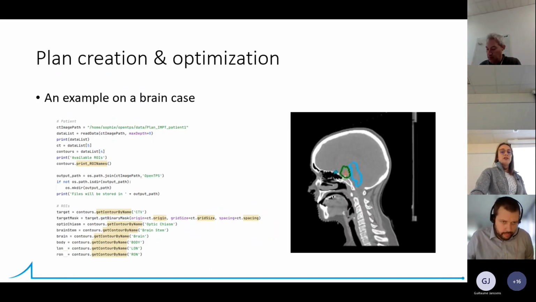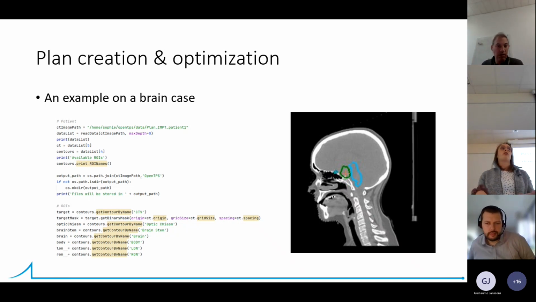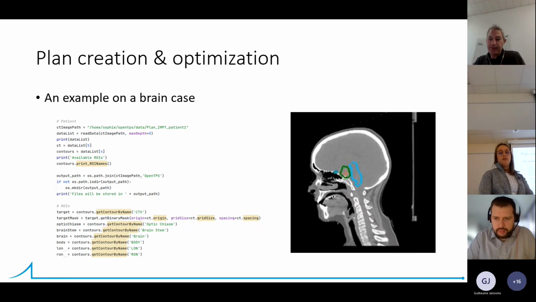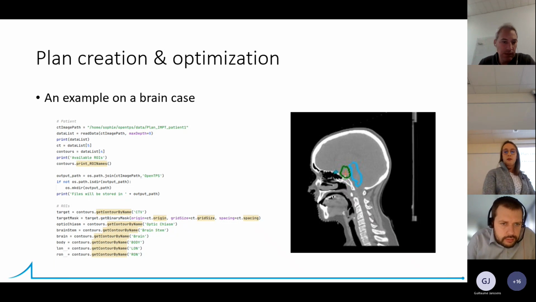So to illustrate the optimization workflow, we have built this example on a brain case. This example itself is not available yet on the Git, but a more generic one on a water phantom is available. We will probably make these slides available, so if you need to reproduce this example on your own data, it will be really easy to do.